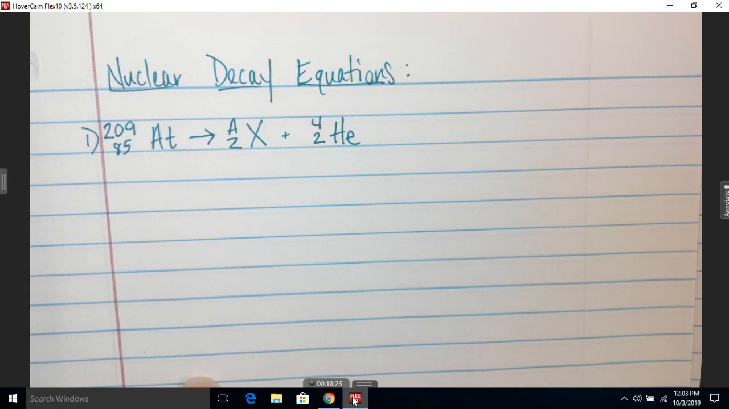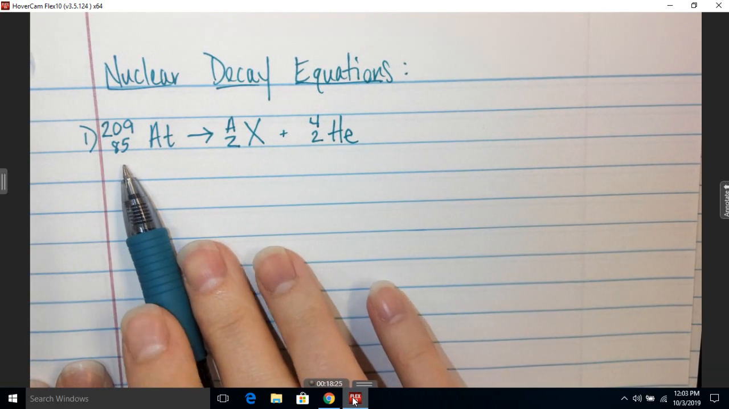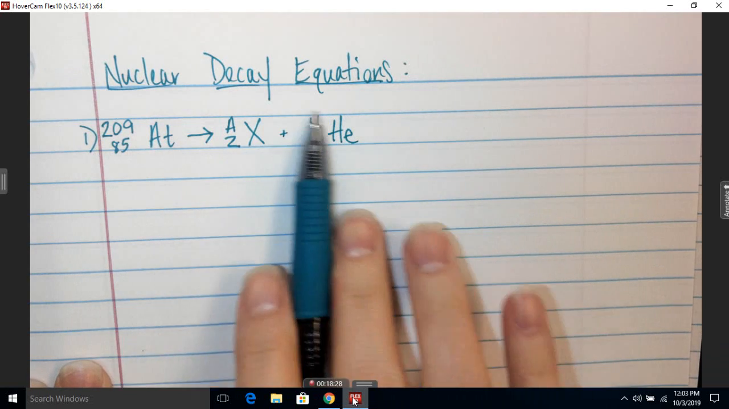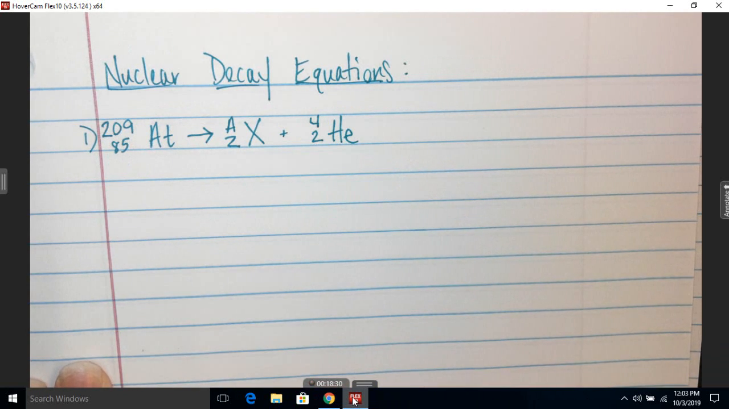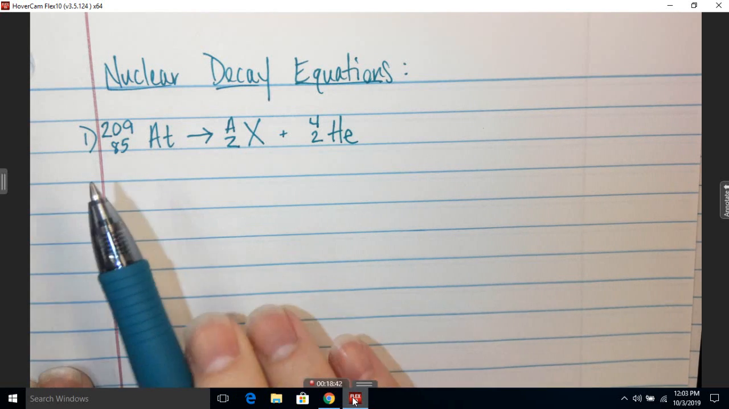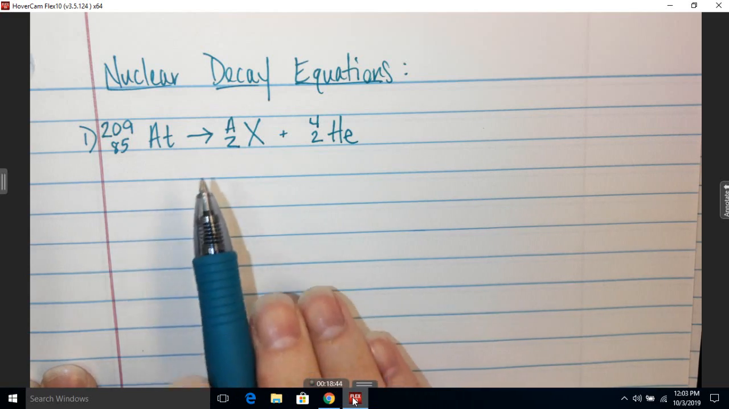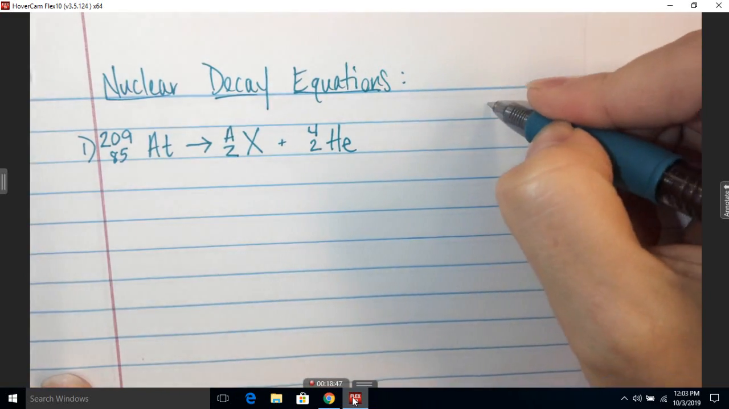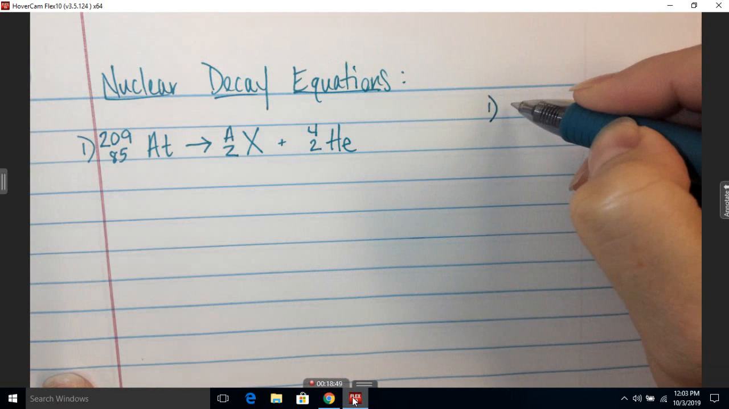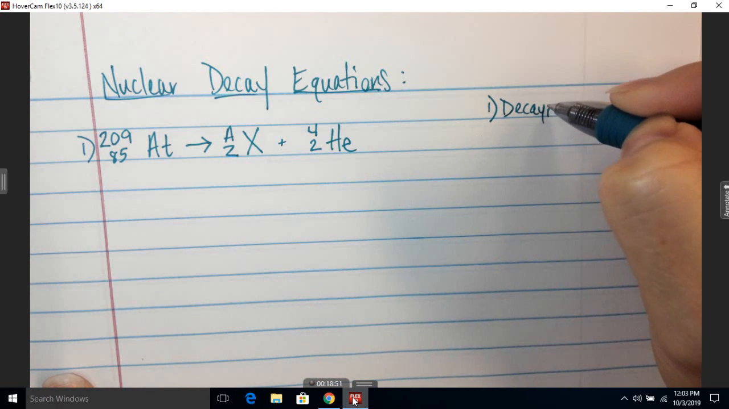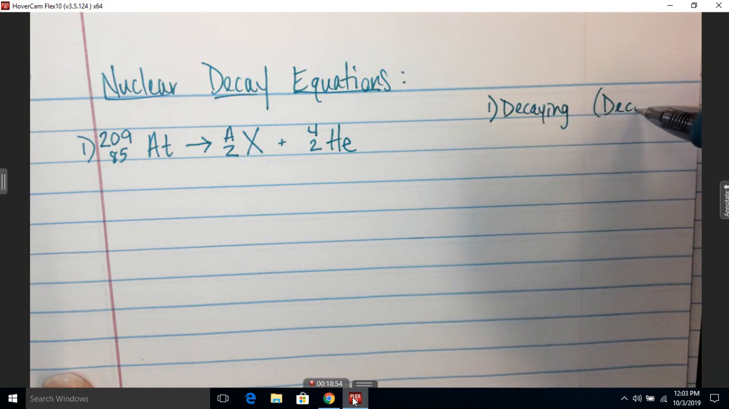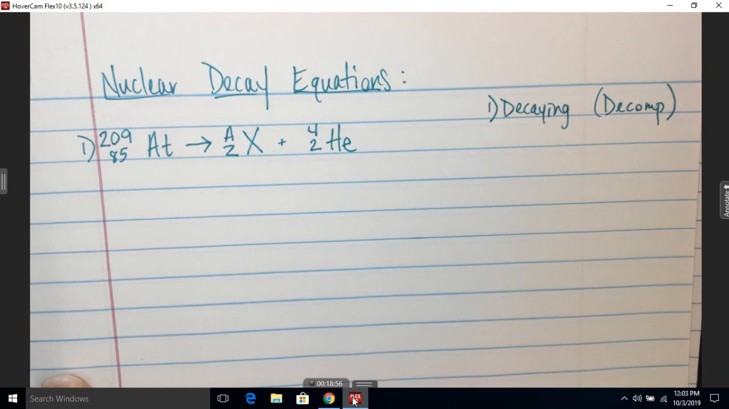Okay, so, do y'all think that this thing kind of looks familiar a little bit? Decomposition. What is decomposition? It's breaking down. This is the same thing. We are decaying. Decomposition is the same type of thing, okay? So first of all, what kind of reaction is this? This is a decaying. And in parentheses, we're going to put decomp. Okay?